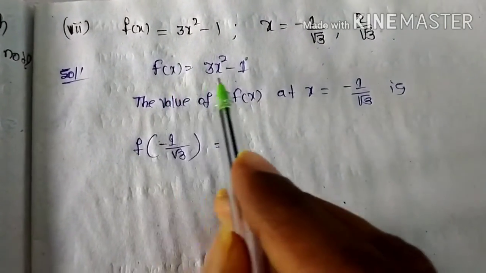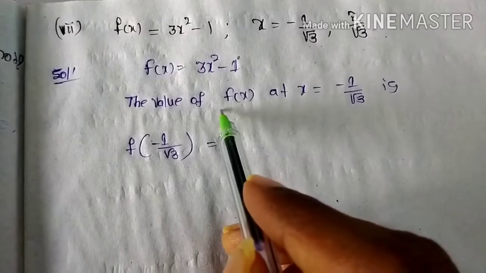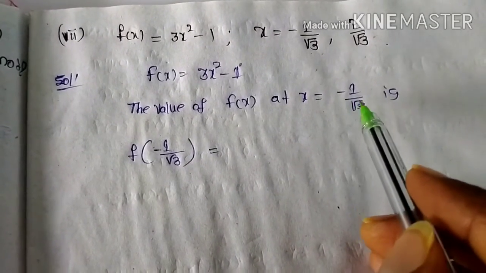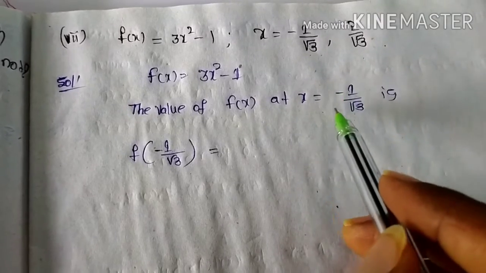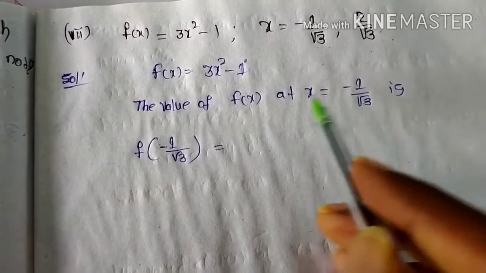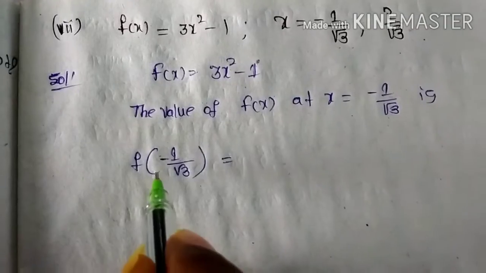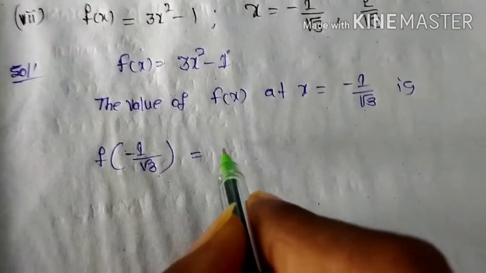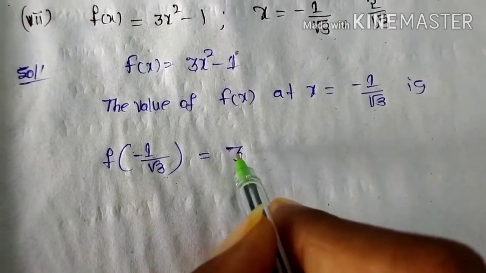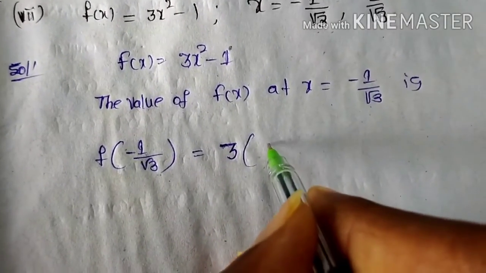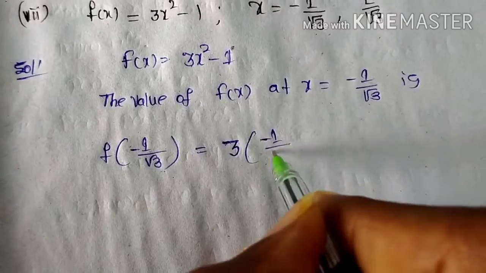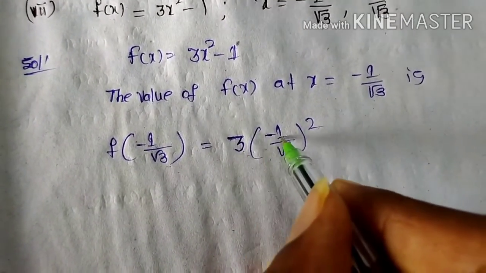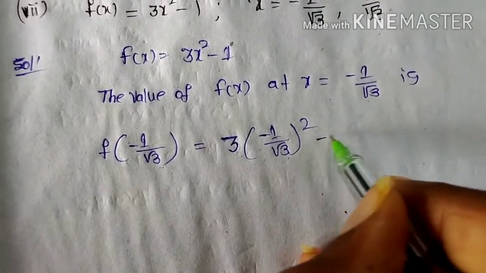First I am taking here f of x is equal to 3x square minus 1. The value of f of x at x is equal to, first time I am taking here minus 1 by root 3. You can substitute x is equal to minus 1 by root 3. So I am writing here, see, f of minus 1 by root 3 is equal to 3 into x square. That means can I write here, 3 into x square means minus 1 by root 3 whole square? Is it okay? Just you can write here 3 into minus 1 by root 3 whole square minus 1.